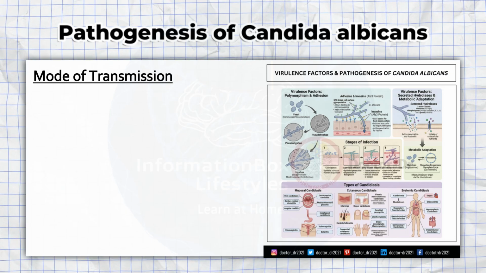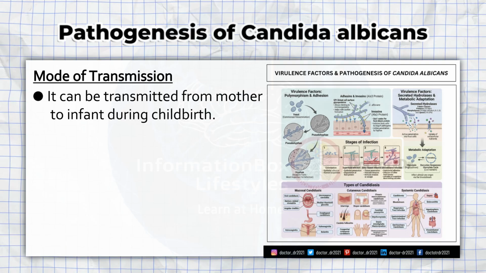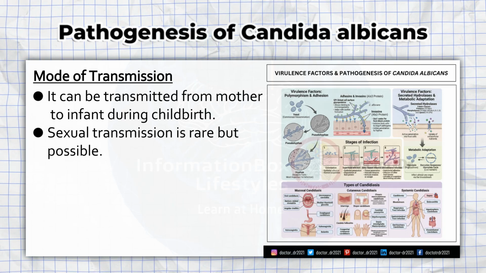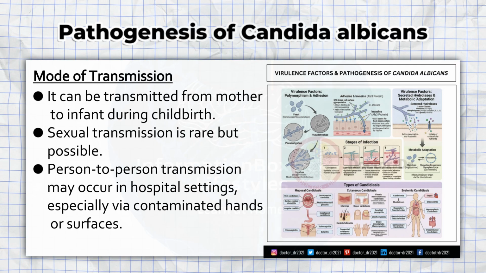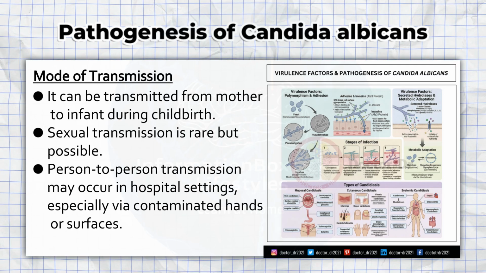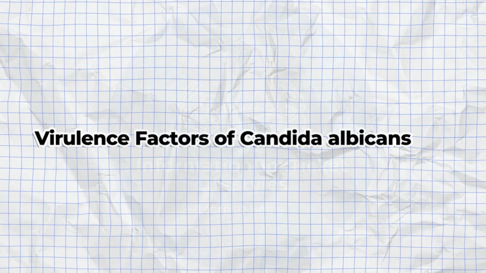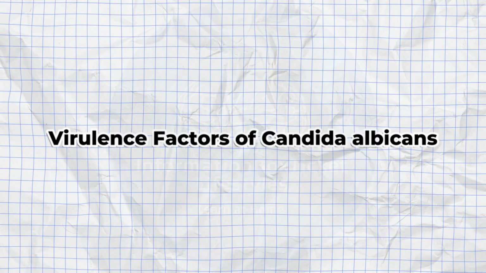Mode of transmission. It can be transmitted from mother to infant during childbirth. Sexual transmission is rare but possible. Person-to-person transmission may occur in hospital settings, especially via contaminated hands or surfaces. Virulence factors of Candida albicans.